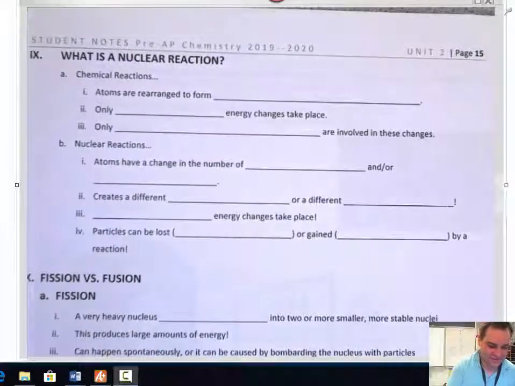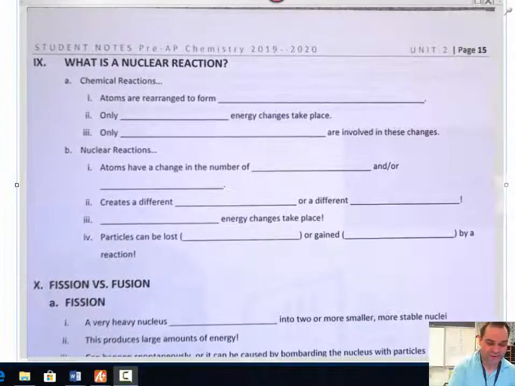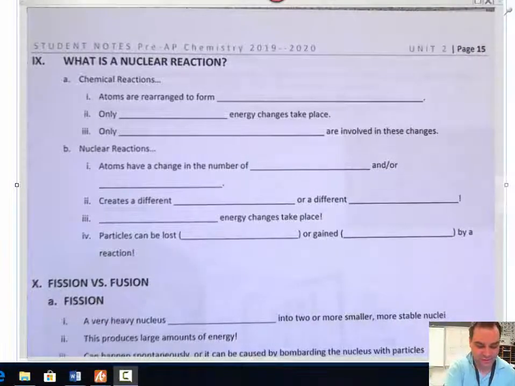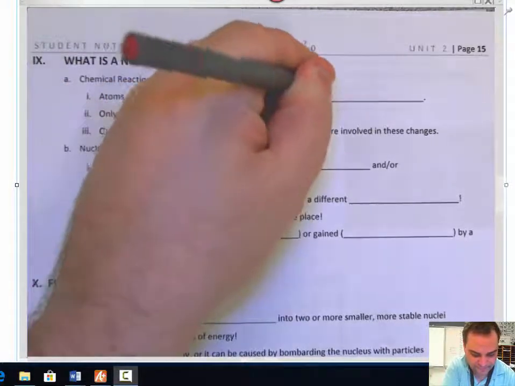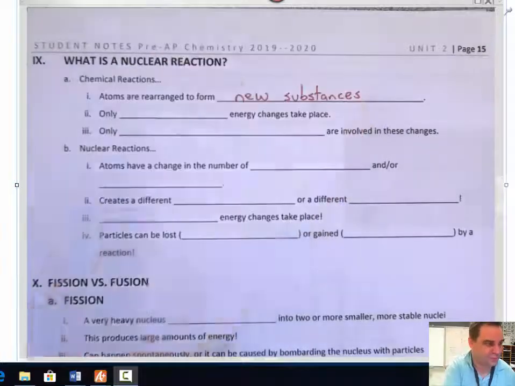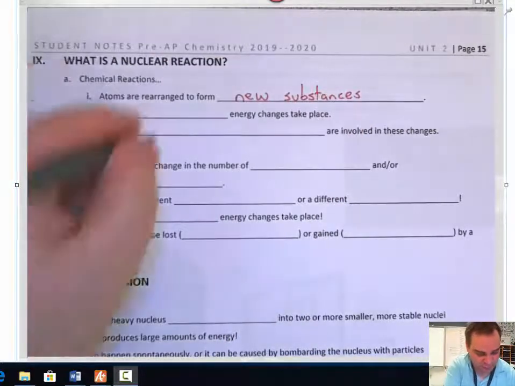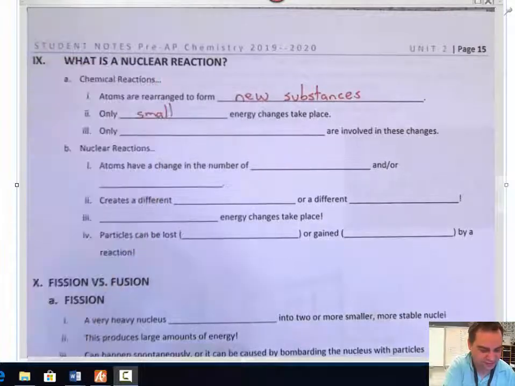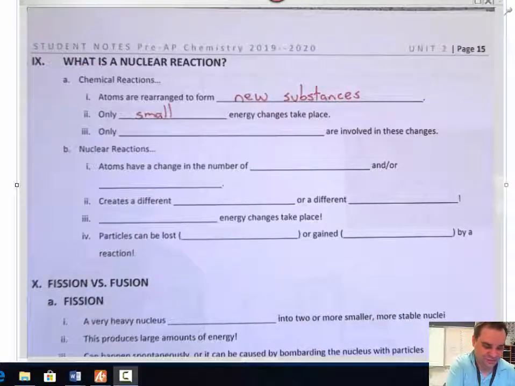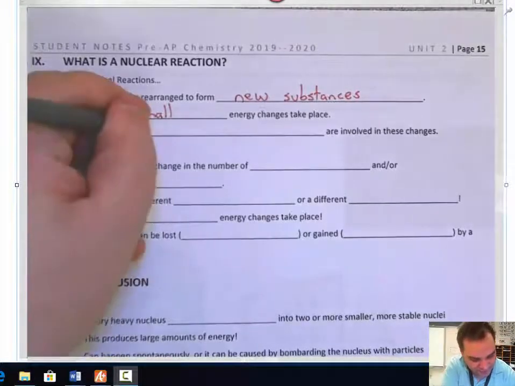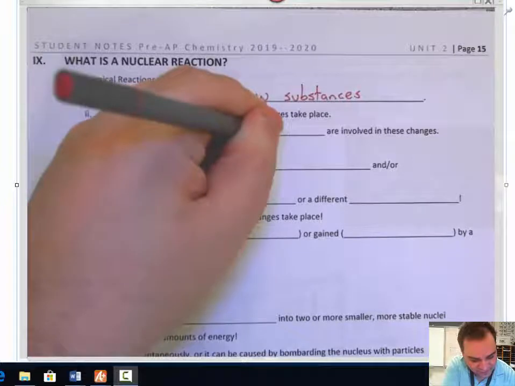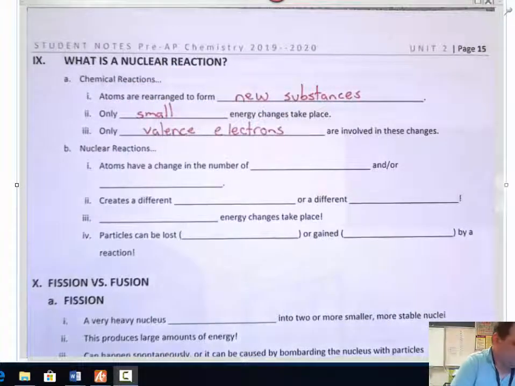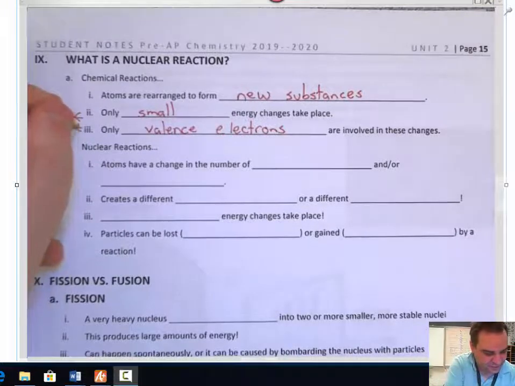We're going to go over some fission and fusion today here. So, what is a nuclear reaction and how is it different than a chemical reaction? Chemical reactions are atoms that are rearranged to form new substances. Only small energy changes take place. You don't produce enough energy to run a city from a chemical reaction. This only involves the valence electrons, which are the outermost electrons. So these points are very important here for chemical reactions.